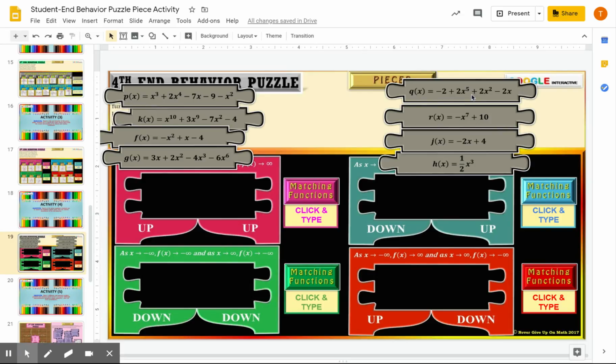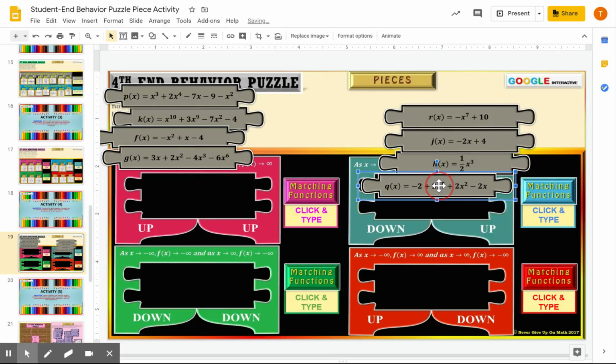2 is a positive number. So since 2 is a positive number, it means it's going to go up on the right. So I'm going to put it in the column that has up on the right.